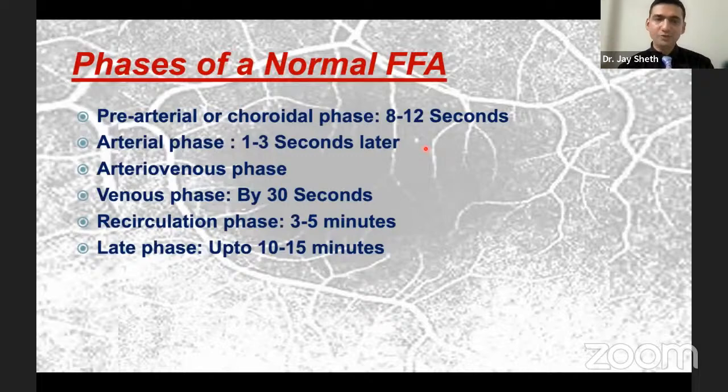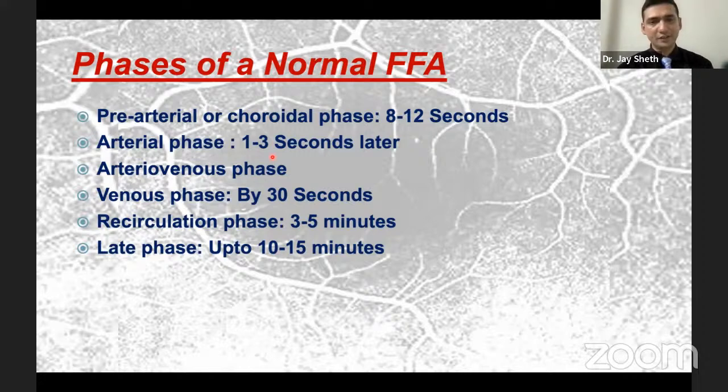So then we come to the normal phases of a fundus fluorescein angiography. There are 6 phases. The first phase is also known as the pre-arterial or the choroidal phase, which lasts from the first 8 to 12 seconds after the dye injection. This is followed by the arterial phase that begins 1 to 3 seconds after the choroidal phase. This is followed by the arteriovenous phase and the venous phase, which usually gets completed by 30 seconds.